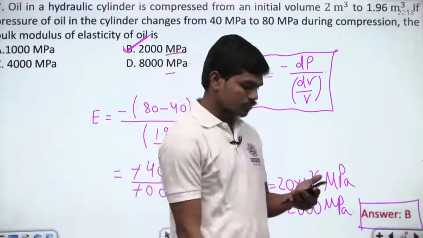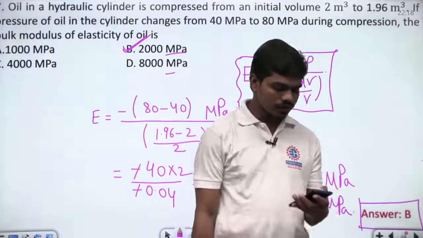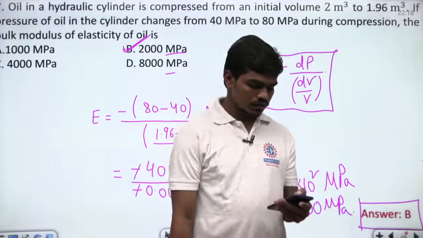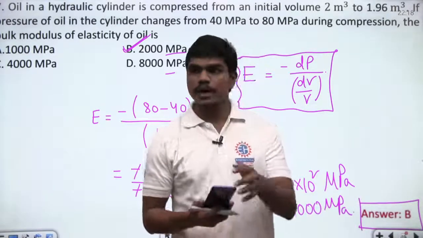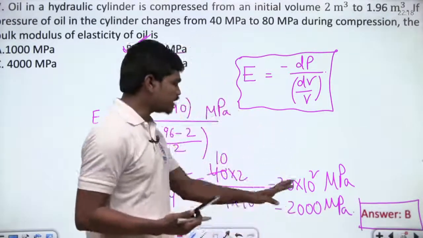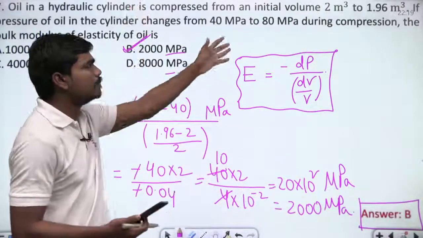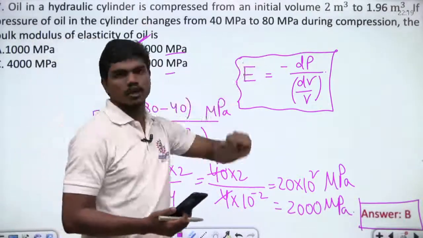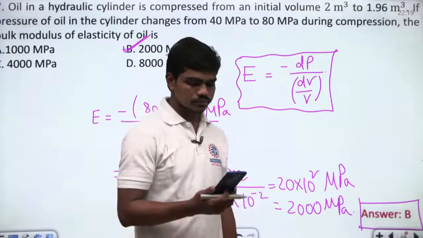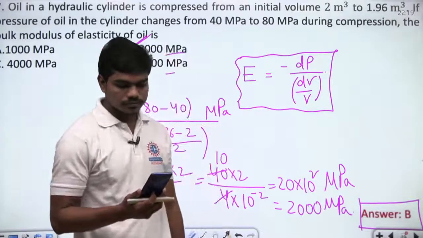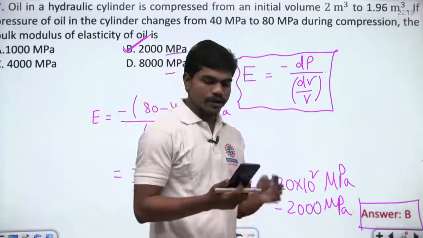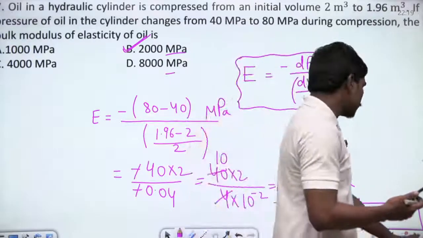Okay? Clear? Are you all clear till this point? Did you all understand how this is 2000 megapascals? It's just a basic definition of bulk modulus. Correct? Fine? Okay, very good. Let us go for the next problem.